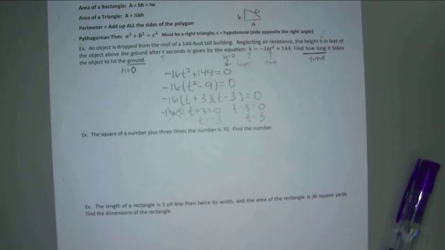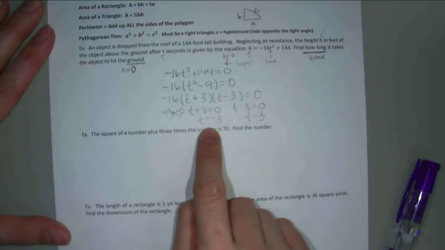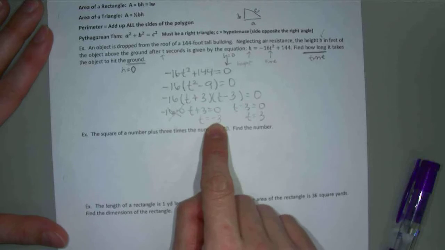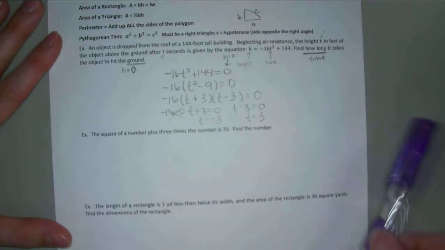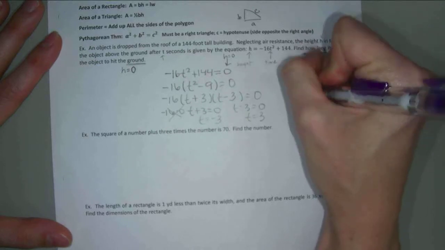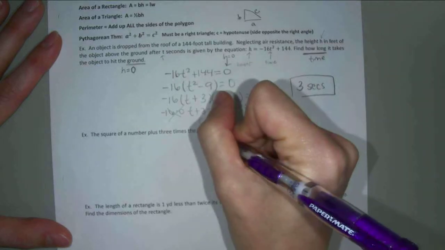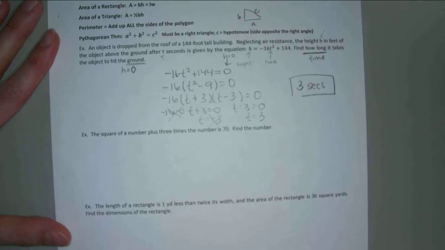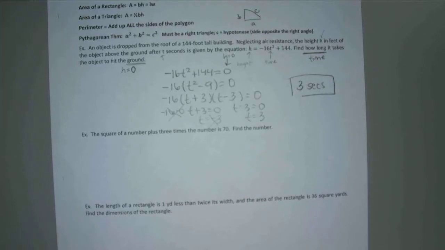So, on most problems, when they ask you to solve, you'll have two answers. But on word problems, you usually only have one answer because it's talking about time. So if t is time, can time be negative 3 seconds? No, I don't know what that means. Is that going back in time? So since this is negative, 3 seconds is our answer. It can't be negative.